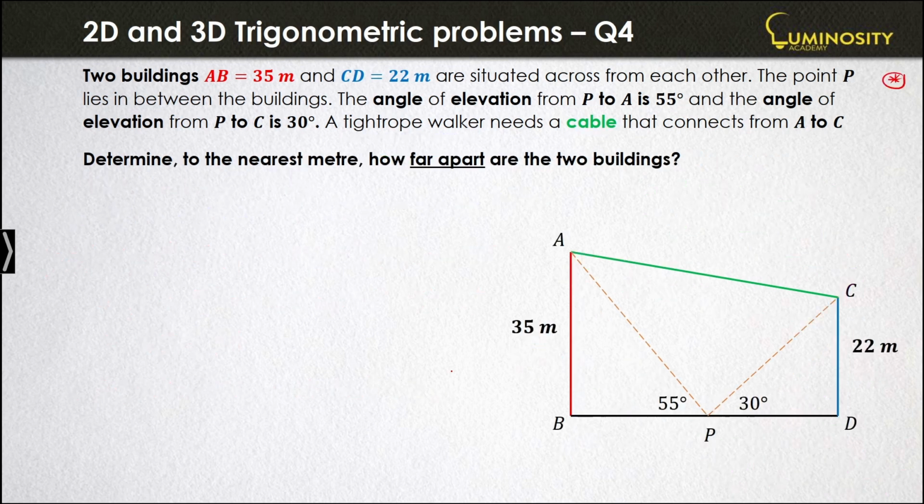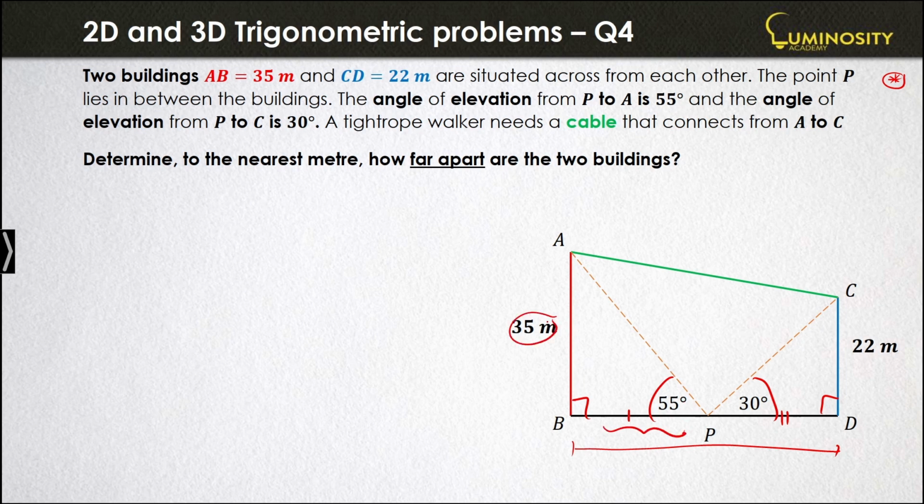Determine to the nearest meter how far apart the two buildings are. So their distance is given by this BD. So if we can work out the length of BP and the length of PD and add them, then we've got the length of BD. Okay, so I've got two right angle triangles here. I know an angle, and I want the adjacent side, and I only know an opposite side.